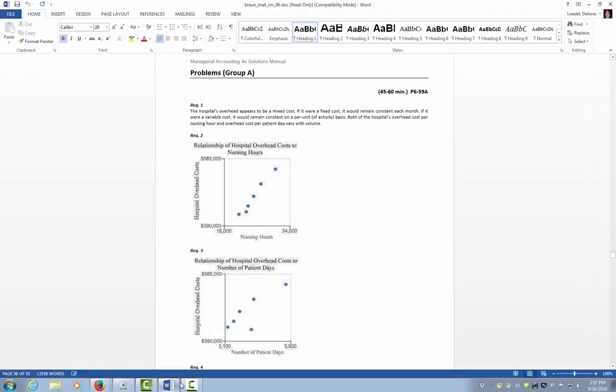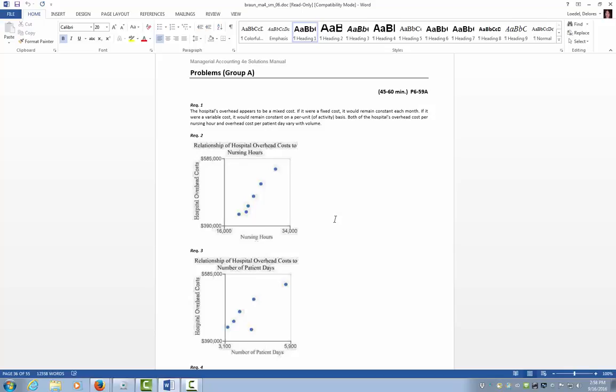All right, let's move over here. So requirement 1, because you do see changes in your overhead, that would show that it does appear to be a mixed cost. If it were fixed, as it states here, it would remain constant each month, and if it were variable, it would remain constant on a per unit of activity basis, which we do not see in this particular problem. So that appears to be a mixed cost.